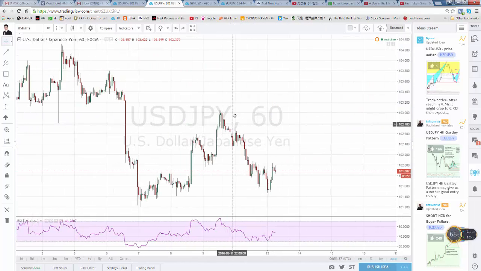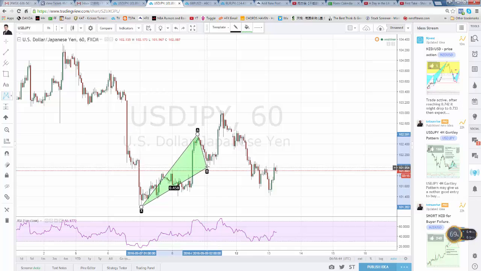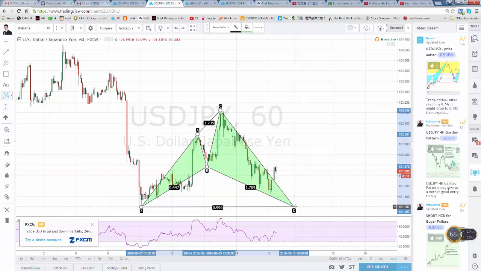So how does a shark pattern look like? Let me zoom in. This is a shark pattern. This is the X move, A move, B move. This is the C move, and the D move will complete around here. So what are the rules around this pattern?